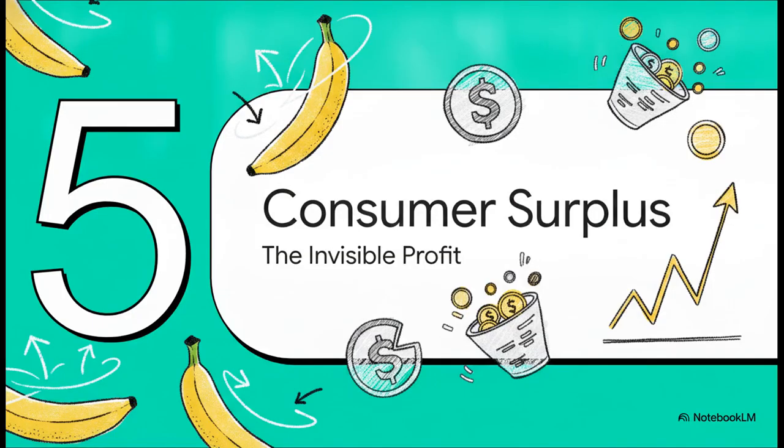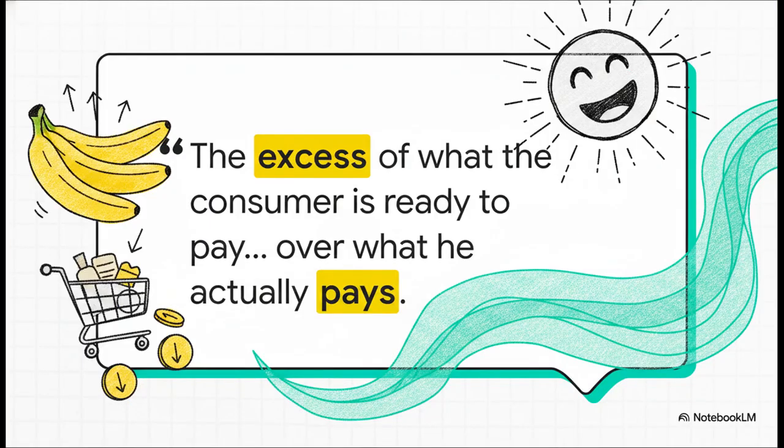Section 5. Consumer Surplus Explained. The Invisible Profit. So you might be wondering, what happens to that extra satisfaction the consumer got from those earlier bananas? Remember, the first banana gave them 25 units of joy, but they only paid 12. That's 13 free units of utility.